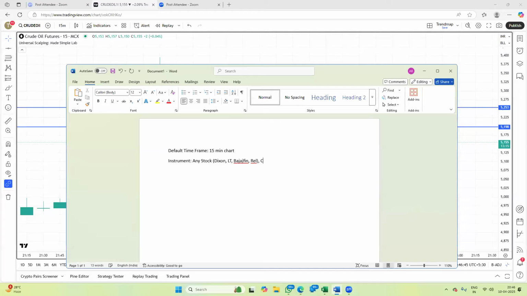It also works in commodities, like crude or gold. It even works in Forex. You can trade any Forex instrument, and you can even add it in crypto. Because of this, we name it universal scalping. What is the meaning of universal? Universal means we can use it in any instrument.